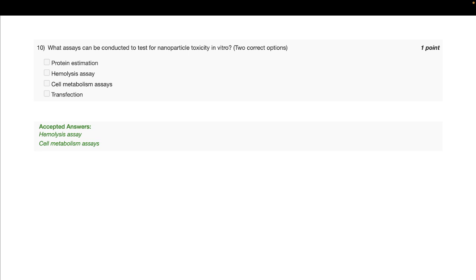The first option, protein estimation, is nothing but quantifying protein, which is not actually going to tell you whether the nanoparticle is toxic or not. Similarly, transfection is the process where you introduce genetic material into a mammalian cell, for example with a virus. That process is also not going to tell you whether your nanoparticle is toxic or not. So the right option is hemolysis assay and cell metabolism assay. Is this clear?